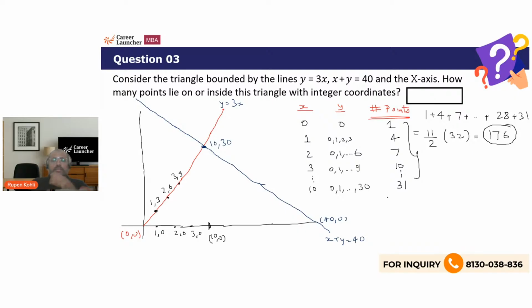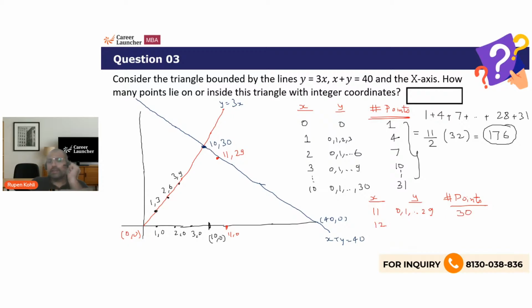All right. Likewise, let's understand what happens as x proceeds from 11 and onwards. Let me write this here: x, y, and number of points. When x is 11, this is (11, 0). Obviously, this being the line x plus y equals 40, when x is 11 on this line, y will be 29. This will be (11, 29). So y is going from 0 to 29: 0, 1, 2, 3 up to 29. Which are how many points? These are 30 points, 0 to 29.